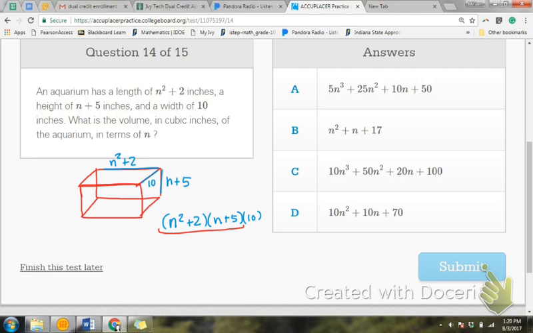Did you distribute, or did you just do first and last? This should be n squared. Look, which is going to change your answer.